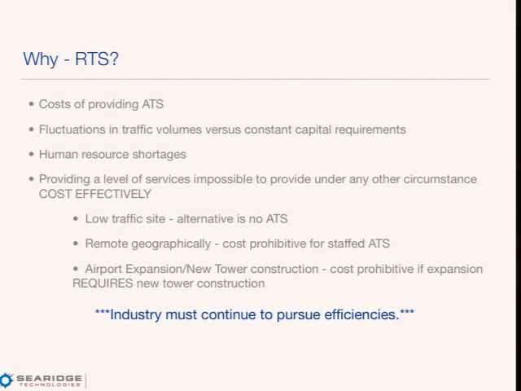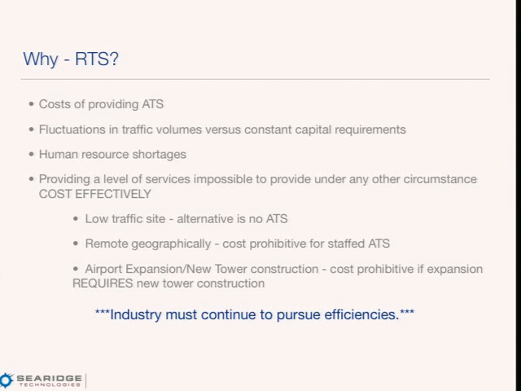So all of these things, and there's a host more that I'm sure you're all aware of, but these are some highlights for me. And so really it comes down to you need to provide a level of service, but you can't provide it cost effectively under any other circumstance. So what I mean by this are low traffic sites. So today you have sites with low traffic, so the alternative is no air traffic service. So today we've got nothing or an air traffic control tower. So what is it that we can do potentially in between?